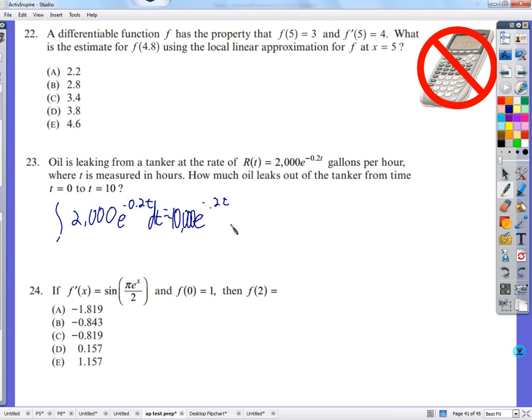What are we going to do with it? We're going to use the Fundamental Theorem of Calculus, right? Because what we're really doing is going from 0 to 10, so we're going to take this 10 from that notation, means we're going to apply the Fundamental Theorem of Calculus where a is 0 and b is 10. Negative 10,000 times e to the negative 0.2 times 10 minus negative 10,000 times e to the negative 0.2 times 0.